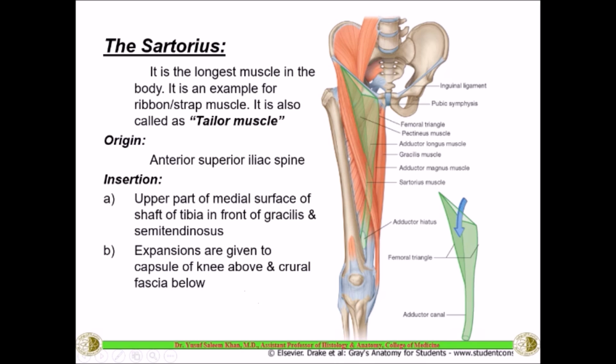While it crosses the knee joint, it also gives some fibers to the capsule of the knee joint above and the crural fascia below. So this muscle gives some fibers even to the capsule of the knee joint.